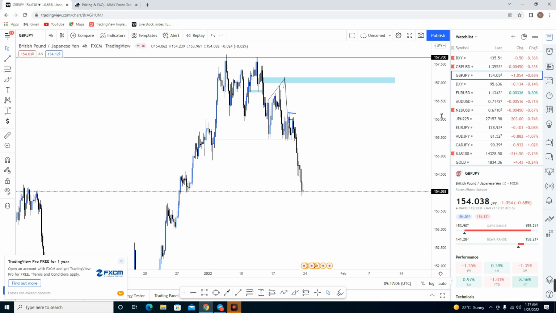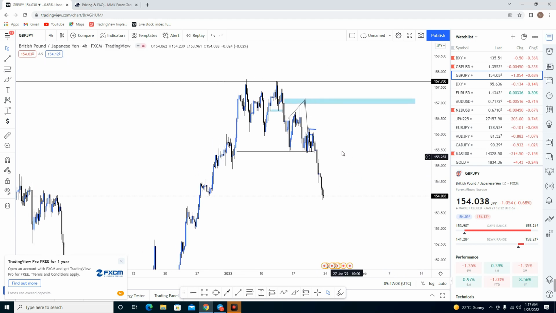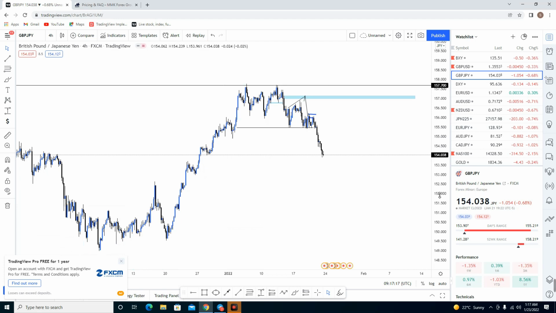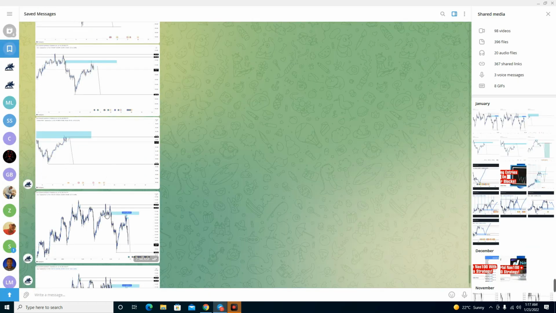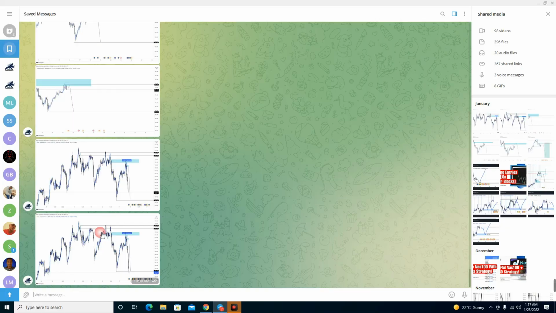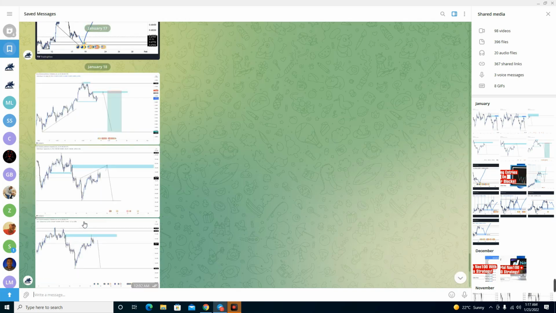Japanese yen pairs were amazing, guys. Japanese yen pairs were okay. Right, they were okay this week. Very good opportunities that we had, and definitely also looking good for next week. So we'll see how that plays out for next week and how we can tackle that. But amazing moves that we had this week on these Japanese pairs.